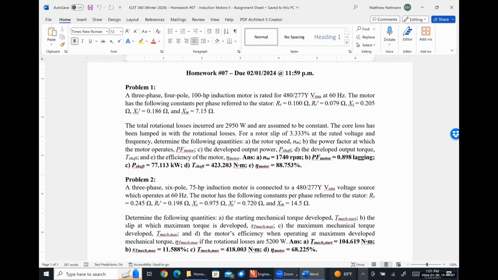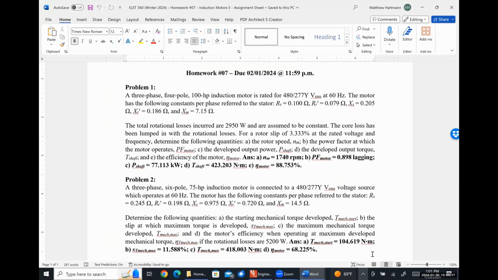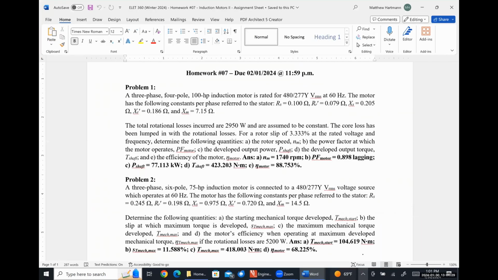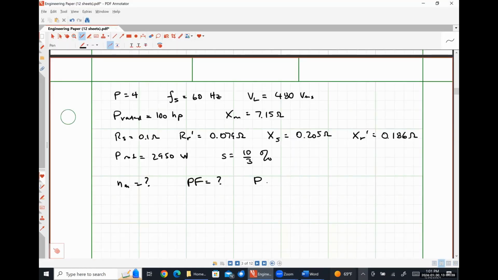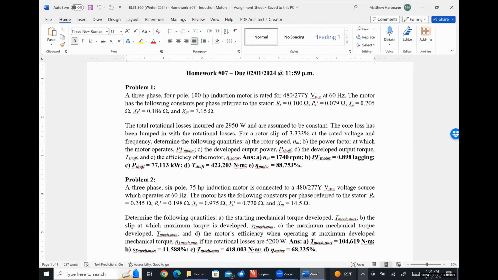All right, so let's write down what we're trying to solve here. The rotor speed Nm, the power factor PF, the shaft power, shaft torque, and our efficiency.